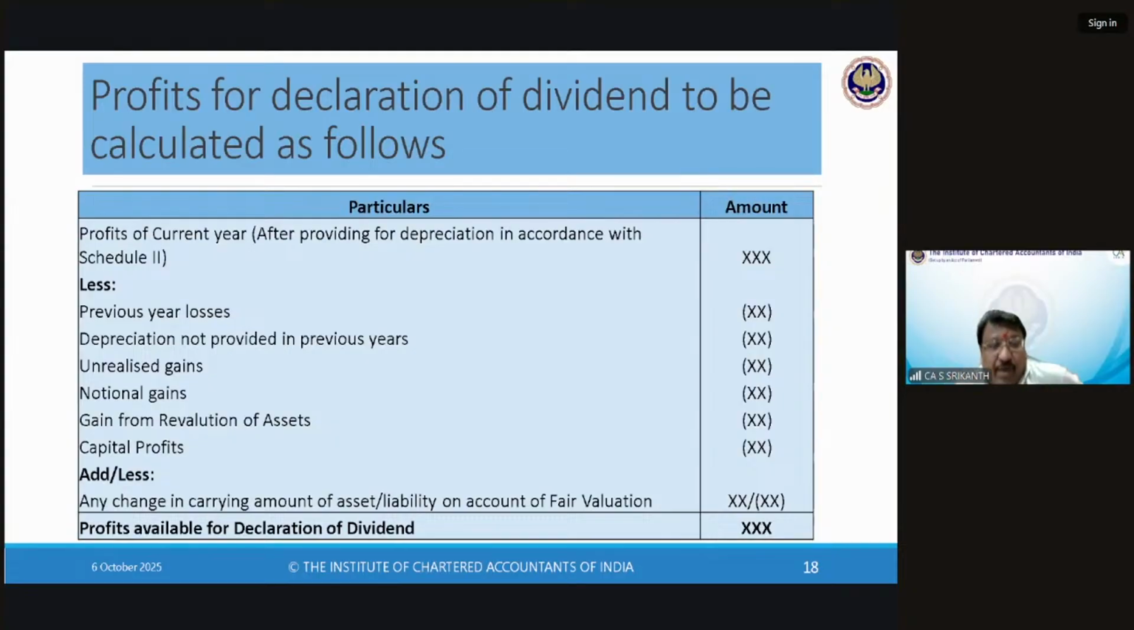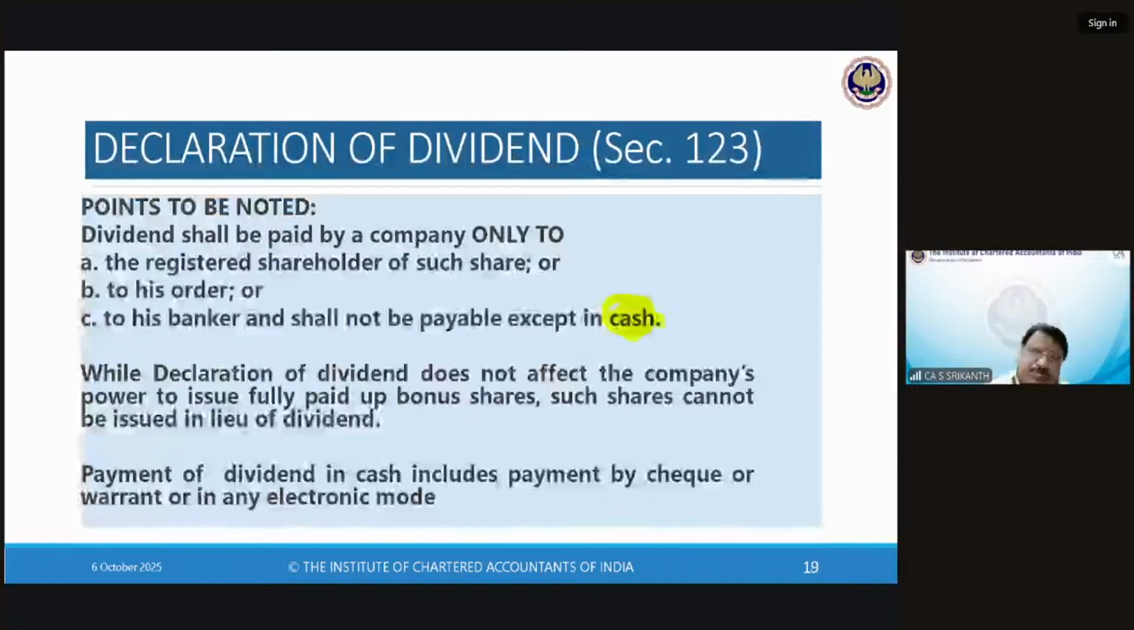So when we say capital profit, what we mean is profits that are not revenue in nature. Capital profits which are not realized in cash cannot be used. Please remember this: capital profits realized in cash can be used. In case you have not provided for depreciation in previous years, you have to provide now. I already mentioned to you. Similarly, if in any earlier year there is a loss not adjusted, now you have to adjust it against the profits of the current year. So the P&L account balance should be reduced if it is a loss, if it is negative. Finally, what is there is the profit available for declaration of dividend.